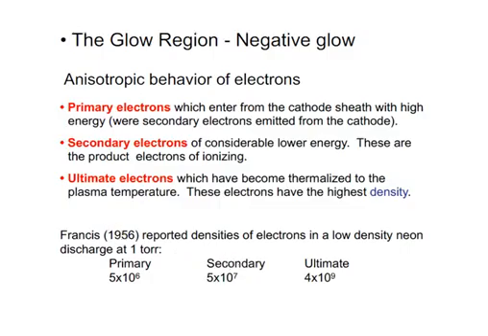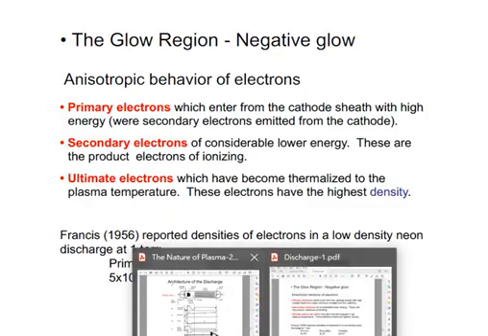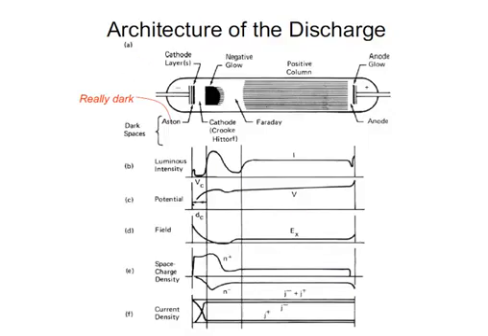Okay. So in the negative glow, the first thing we'd like to know is that there are different kinds of electrons. Basically there are high energy primary electrons, and then secondary electrons, and then the thermal electrons or ultimate electrons. Okay, so this is based on the process of how electrons come into the glow discharge system.